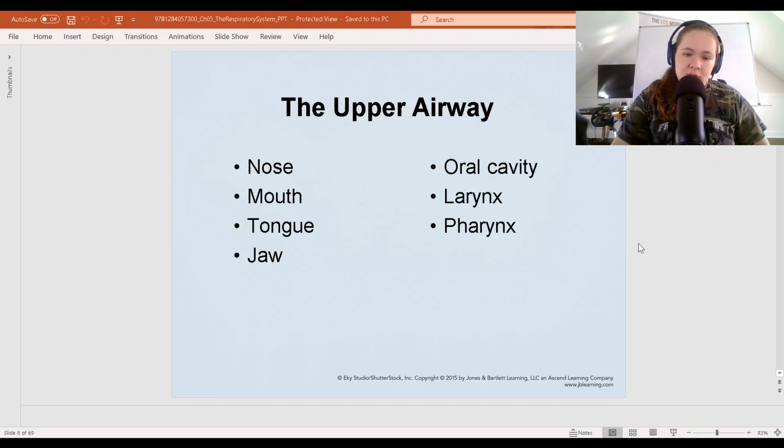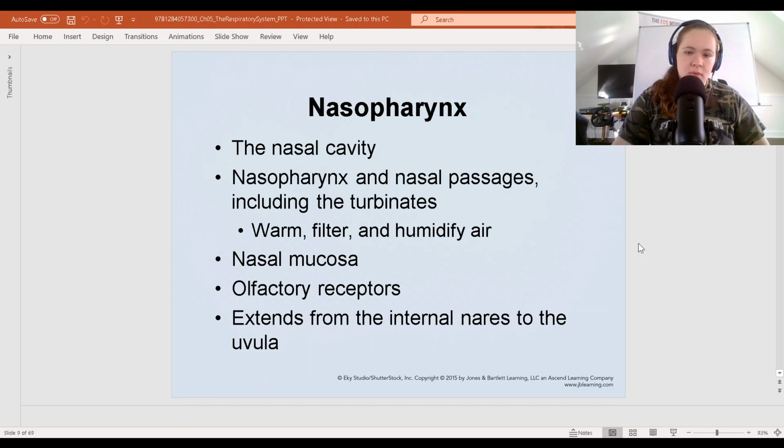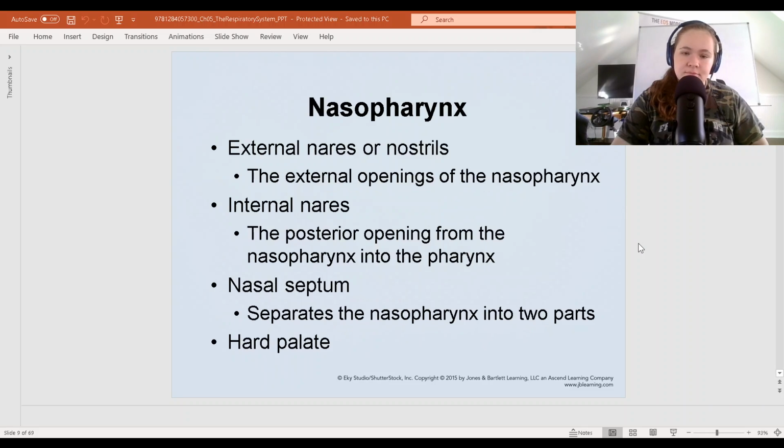We've got the nose, the mouth, the tongue, and the jaw, oral cavity, larynx, and the pharynx. The nasopharynx, the nasal cavity, and nasal passages, including the turbinates, warm, filter, and humidify the air. The nasal mucosa, with olfactory receptors, extends from the internal nares to the uvula. External nares, or nostrils, are the external openings of the nasopharynx. Internal nares are the posterior opening from the nasopharynx to the pharynx.